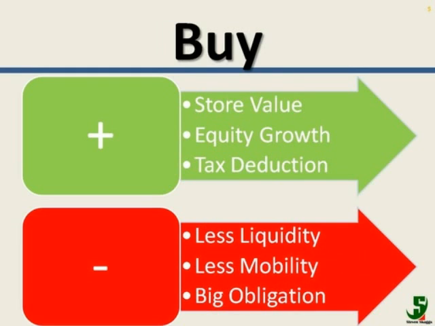The benefits of owning a home include the asset being a good store of value, possible equity growth, and mortgage interest being tax deductible. On the negative side, buying a home requires a down payment and sizable mortgage payments that cause one to have less liquidity. In addition, buying a home ties one down to a specific area for at least as long as it would take to sell the home, and is a big commitment and a financial obligation that often runs into the hundreds of thousands of dollars.